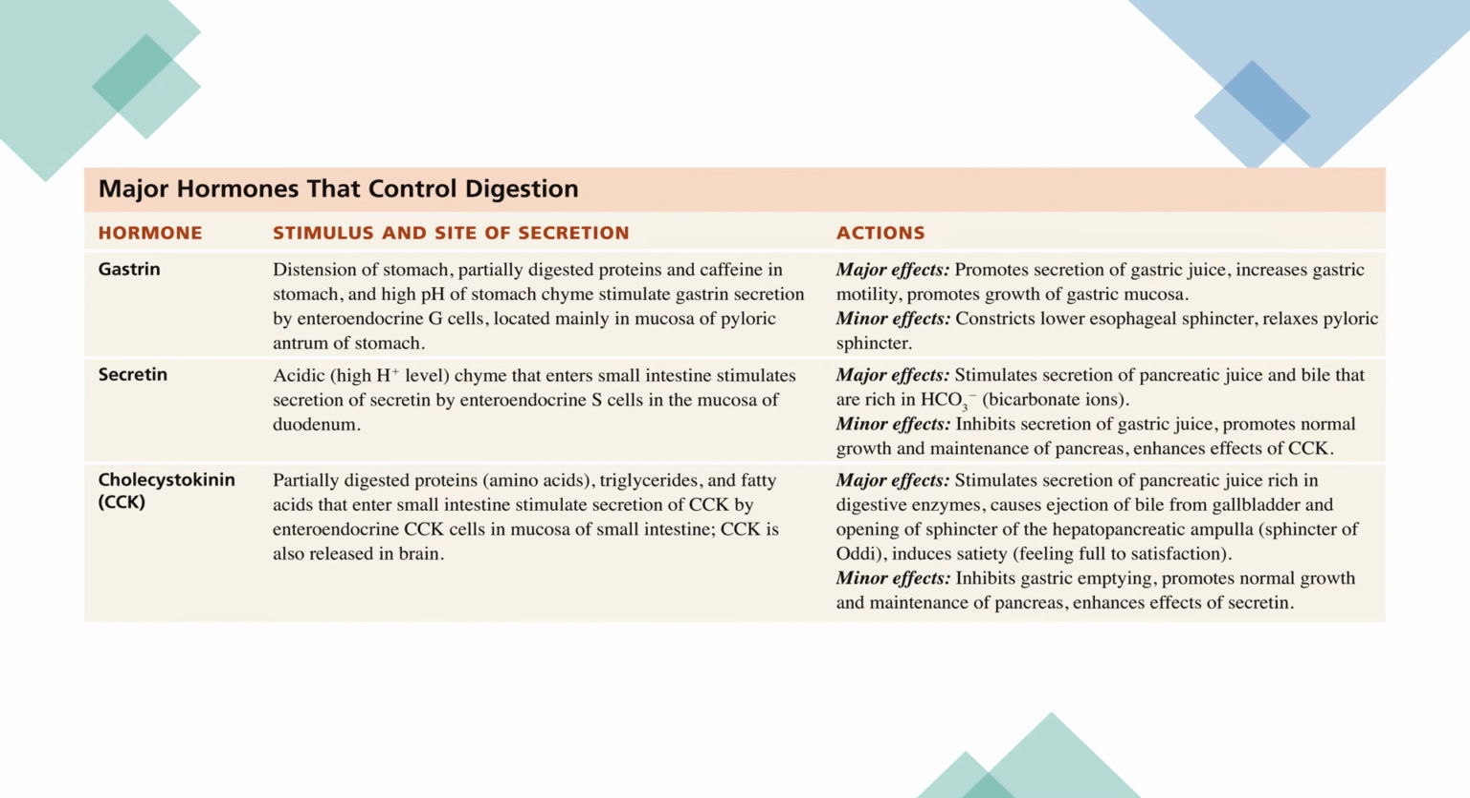This table here summarizes the major hormones that control digestion. So these are some pretty important hormones here. So we're looking at gastrin, secretin, and CCK. So it'll show what they stimulate as well as where they are secreted from, and gives their major and minor effects here.